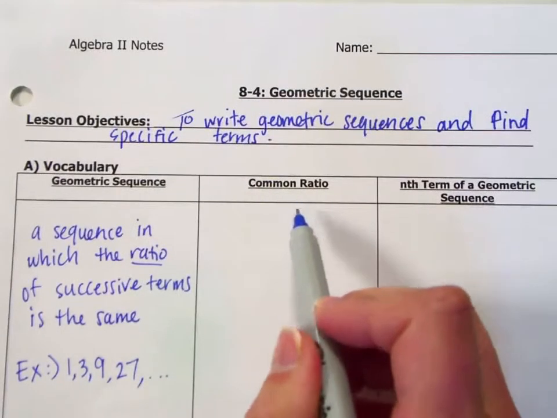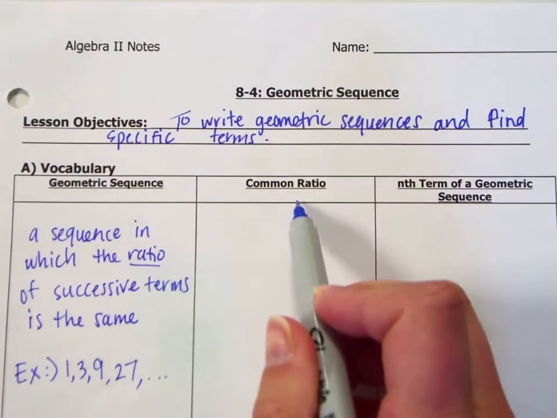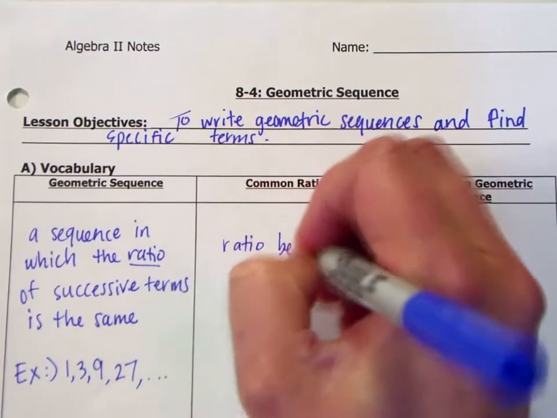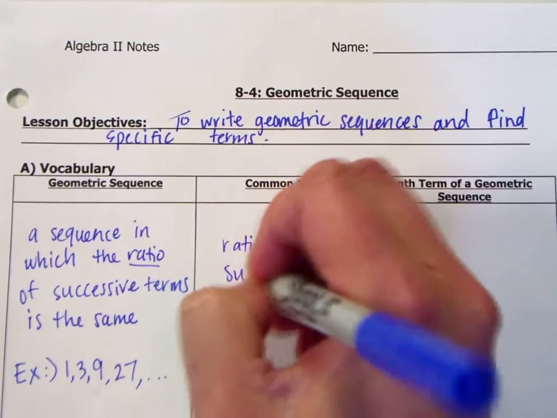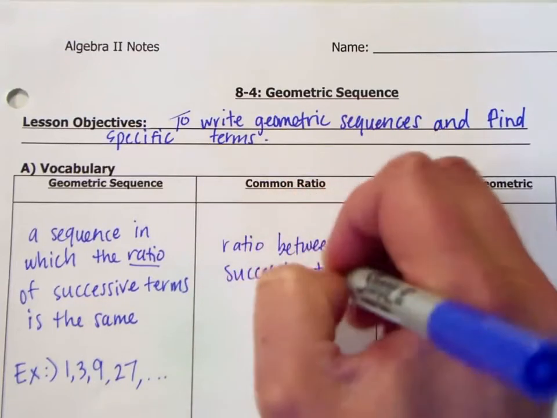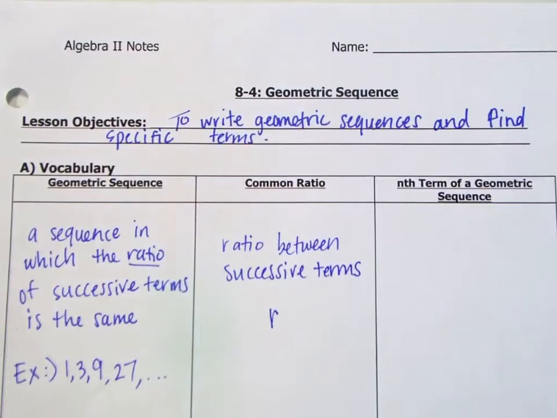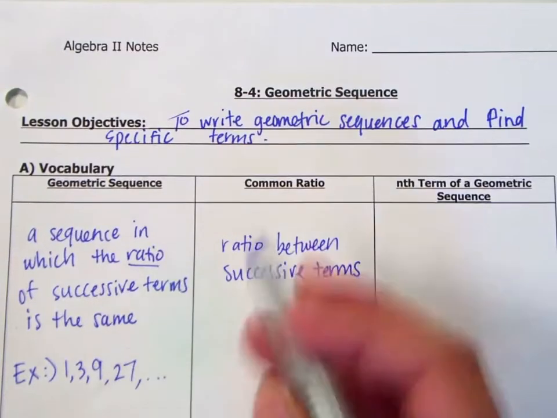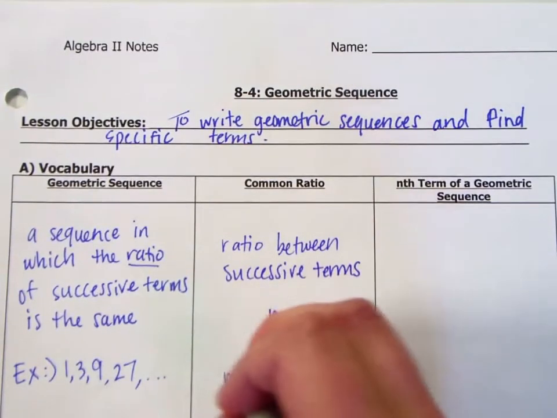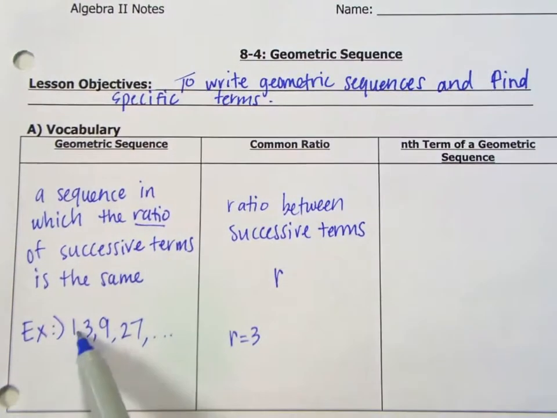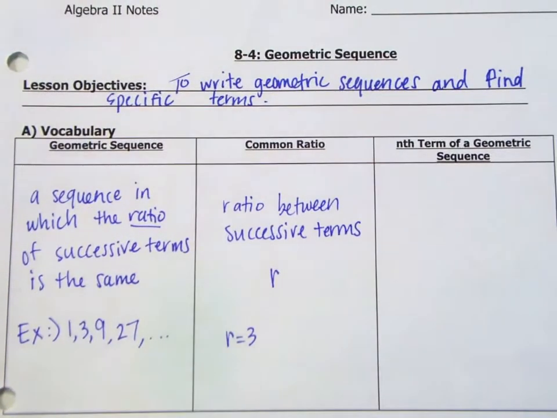Where we have a common difference in arithmetic sequences, we have a common ratio, which is the ratio between successive terms. This is denoted by the lowercase letter r. So in our example, our common ratio would be 3, because the ratio between 3 to 1 is 3, and so on. Essentially, we're multiplying the first number by 3 to get the next one.